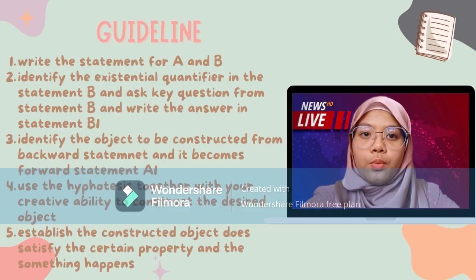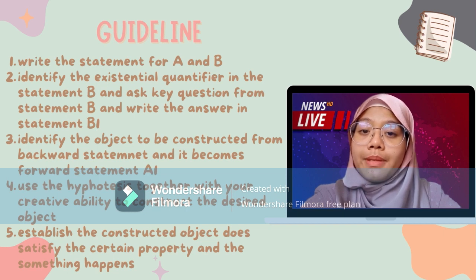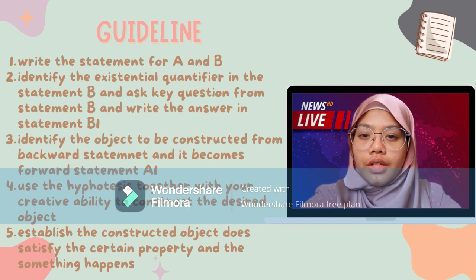There's a guideline that we can follow on construction method. First, write the statements for A and B from the proposition given. Second, identify the existential quantifier in statement B and ask a key question for statement B. This is to get the answer to write as statement B1. Thirdly, identify the object to be constructed from the backward statement, which becomes forward statement A1.